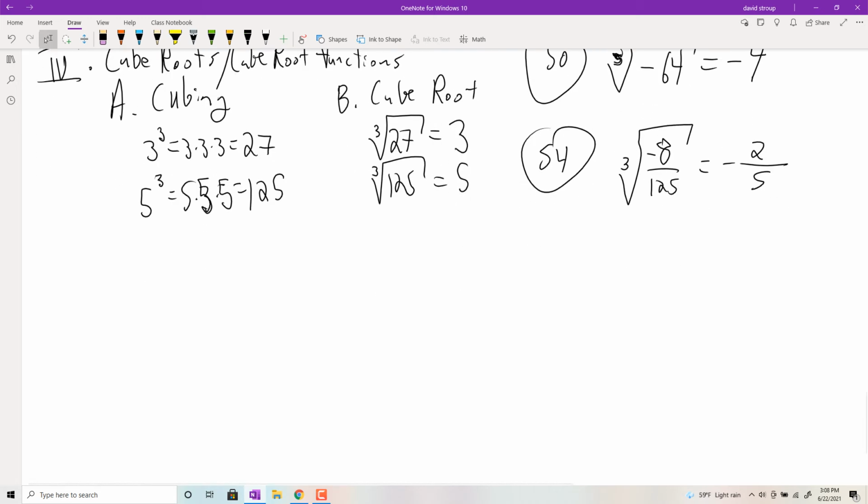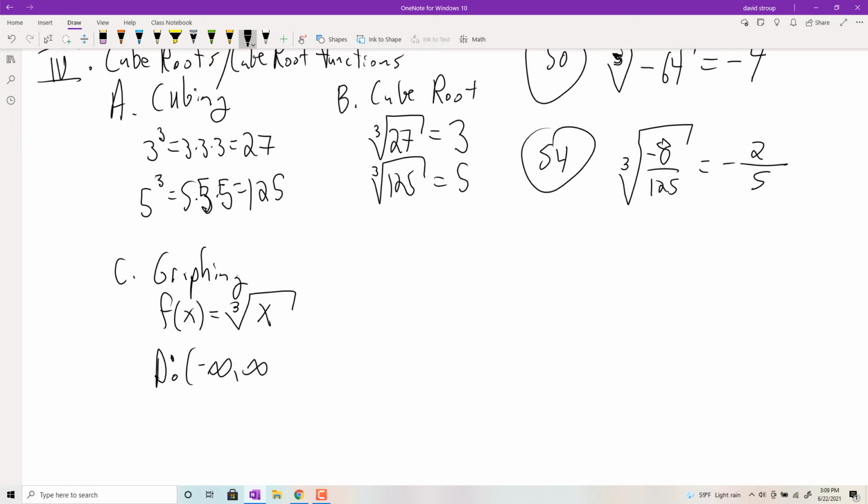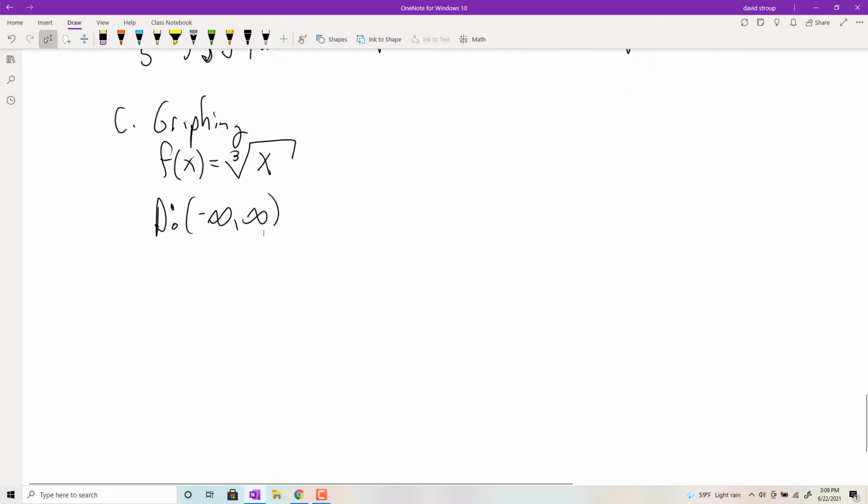Okay, let's look at graphing these guys. So I guess part C, graphing. And again, what we're going to do is identify the domain. We're going to call this thing f of x equals the cube root of x. And its domain this time is all real numbers. There's nothing that you can't put inside of a cube root. So the domain is like the domain for the quadratics. It's just going to be from negative infinity to infinity. And then we're going to do a table of values and hopefully get a nice graph.